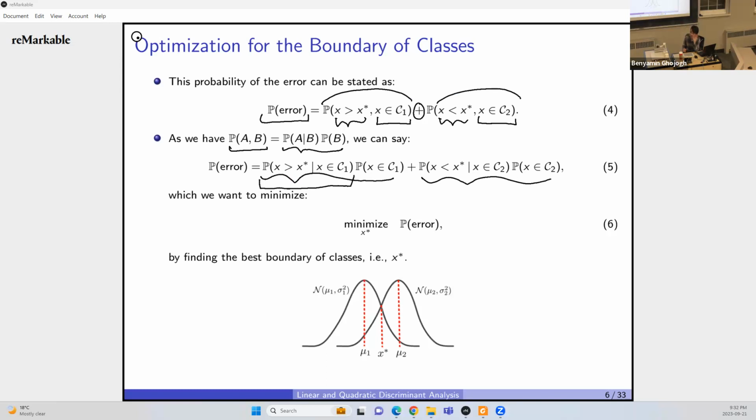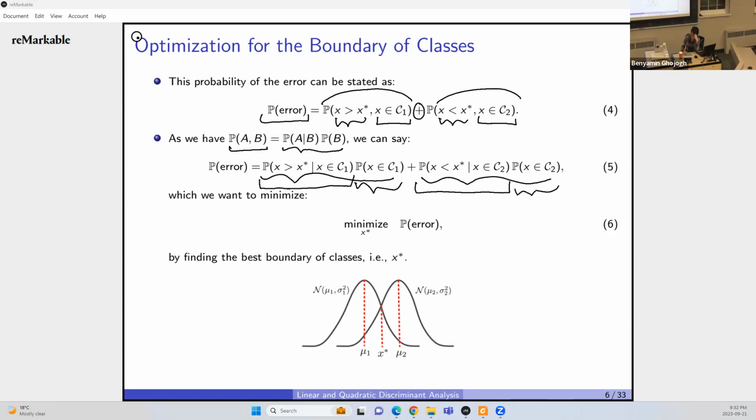X is actually in class 1, but it falls above X star. This means X is actually in class 2, but it falls before X star, because I choose the X star. So maybe I chose it badly. Then this will increase this probability. Okay. Also times these priors. Great.